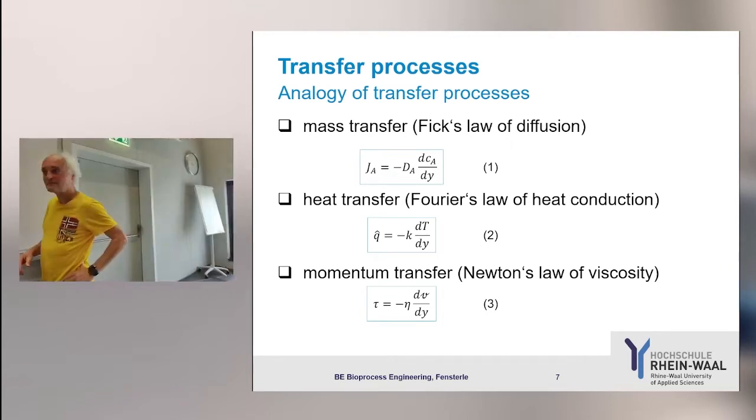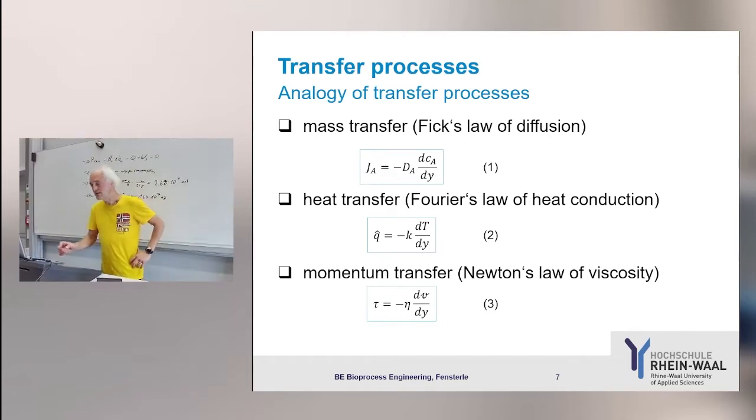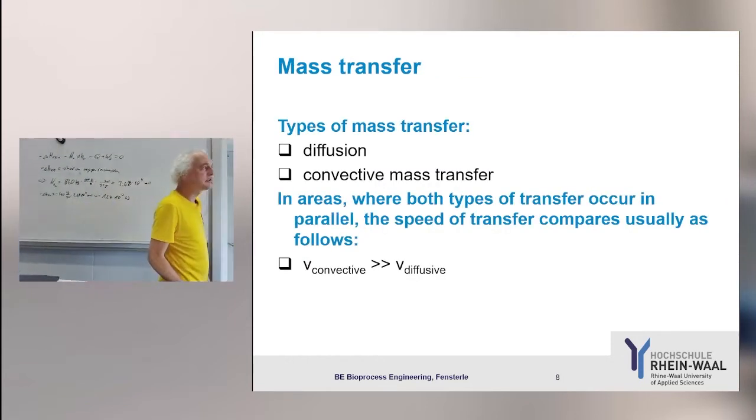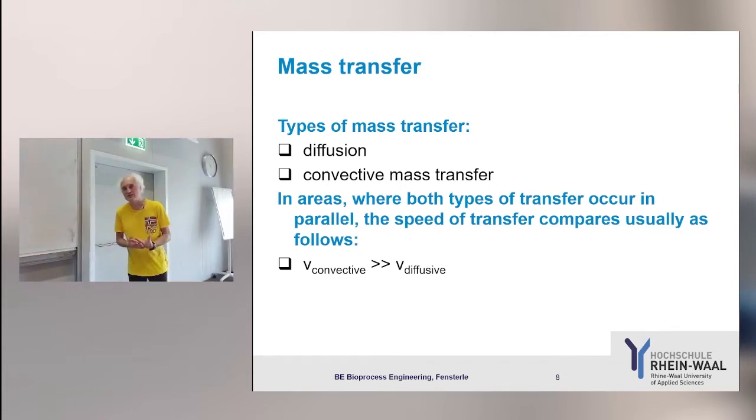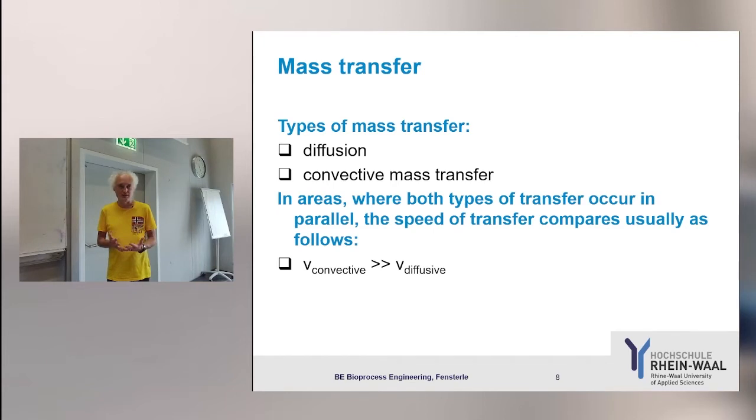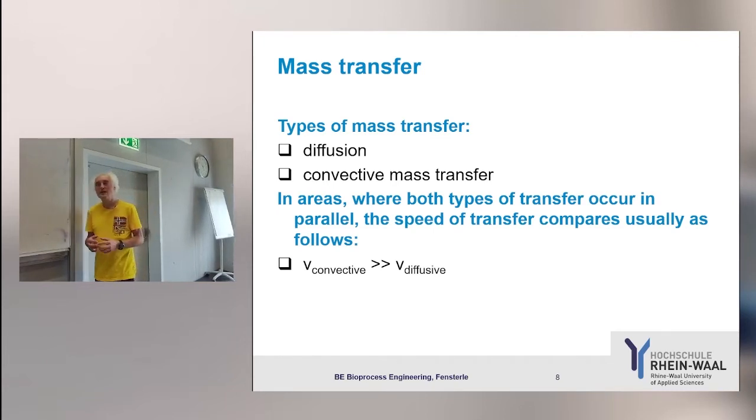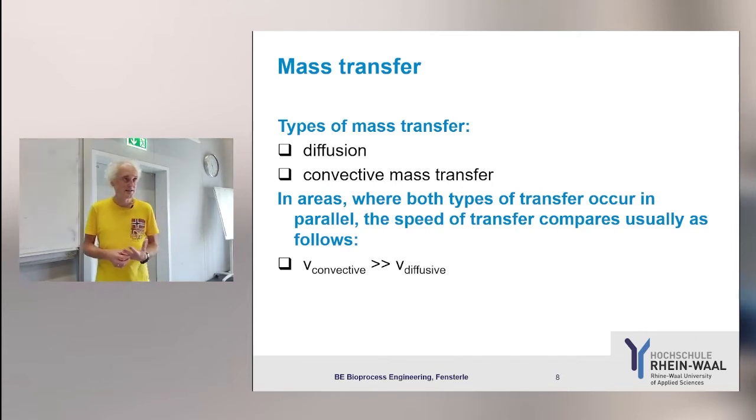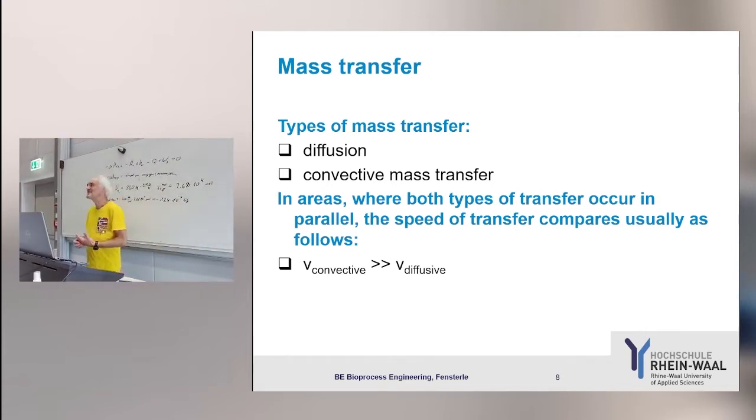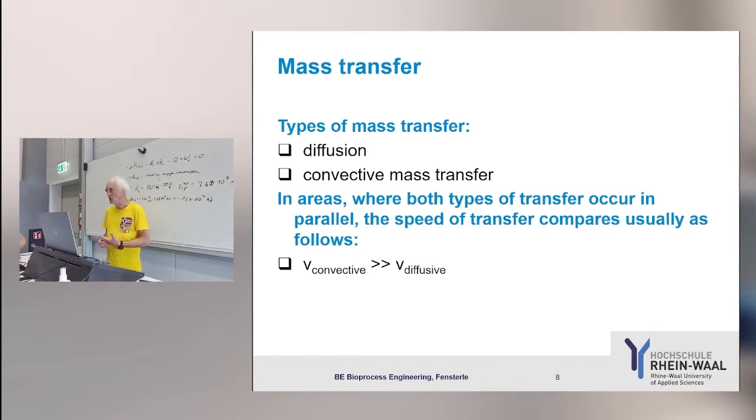Okay. So, heat transfer, mass transfer, and now we go to mass transfer. And there are two types of mass transfer which we have. One is diffusion and the other is convective transfer. And if we have both transfer types present, the diffusion dictates the speed because it's way slower, very simple. So the slowest transfer type dictates the speed.